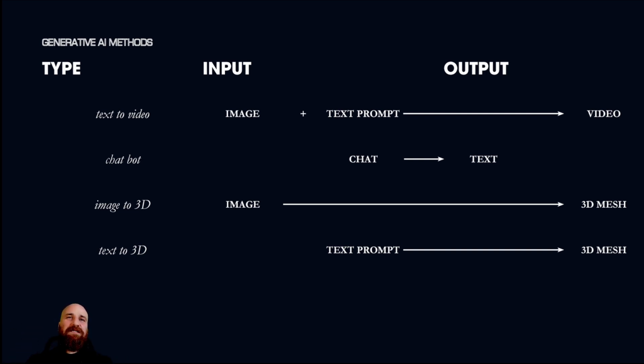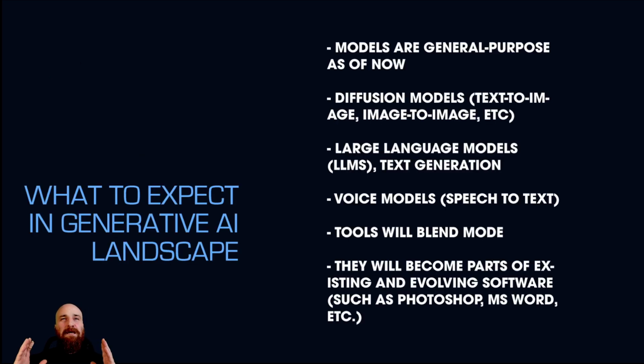If you want to go into detail, you have to go and craft that using conventional techniques. And then text to 3D and image to 3D. I think these are going to come really soon. All right, with that, again, what to expect in the generative AI landscape overview.